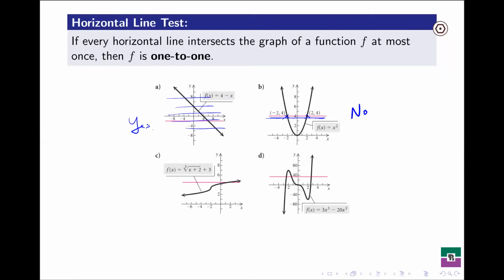Here is this function, the cube root of x plus 2, plus 3. Let's drop horizontal lines on this one. There's 1, only hits once. Yes, it passes. Each time we draw the horizontal line, it only intersects one time, so it is 1 to 1.